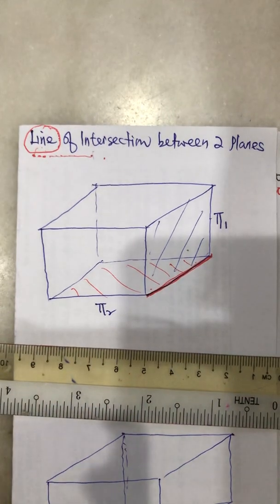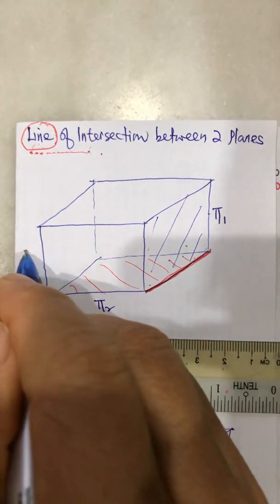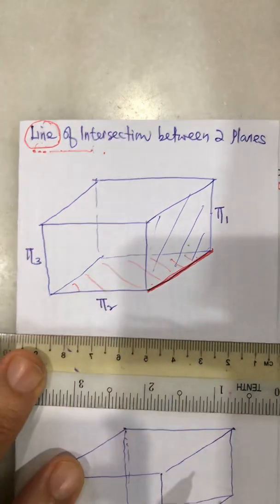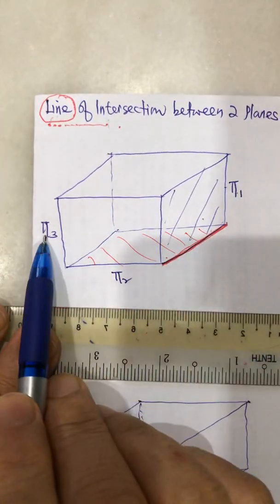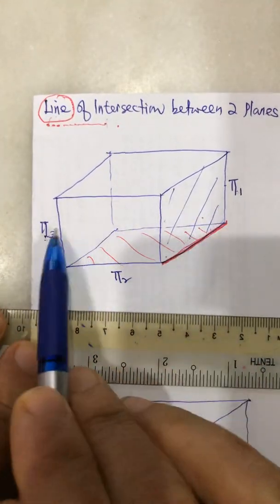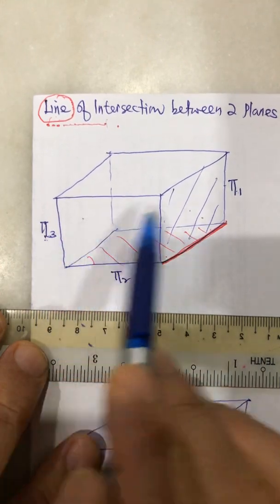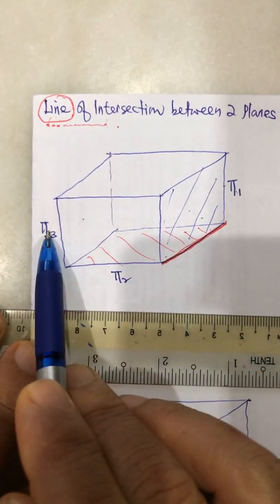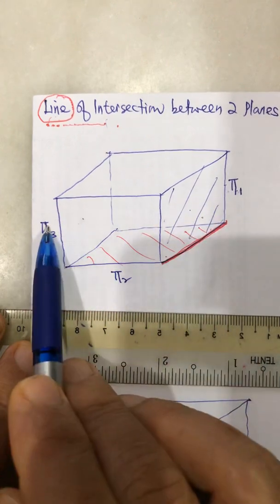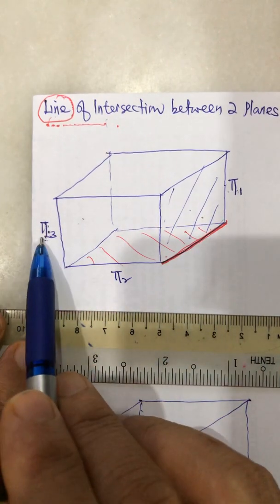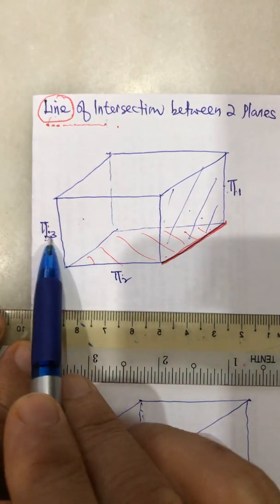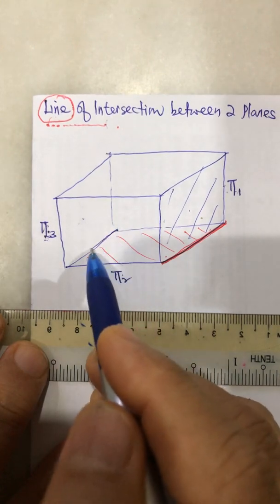Then of course, let's say this is plane pi 3. Pi 1 and pi 3 won't intersect, because these two planes are parallel, so they cannot intersect. But pi 2 and pi 3 will intersect. This is where they intersect. Again, it is a line.